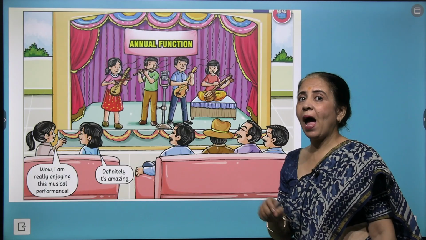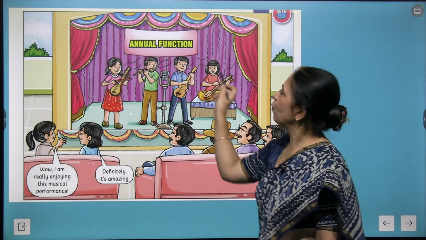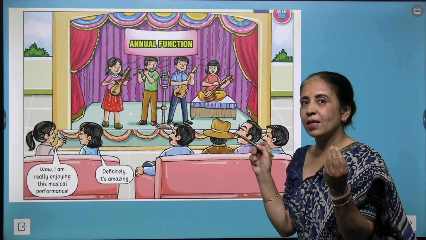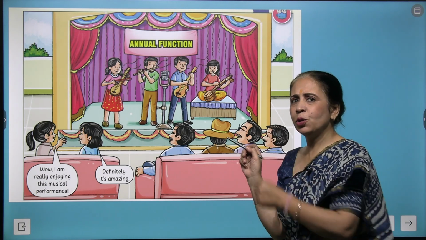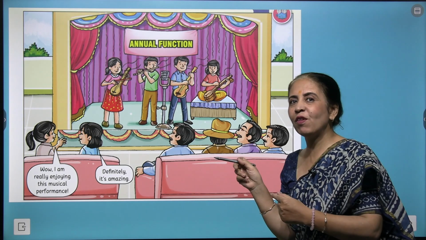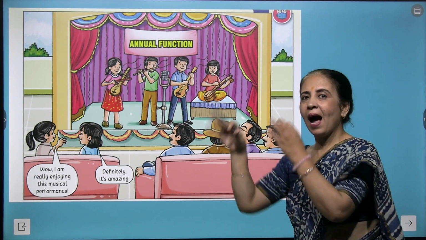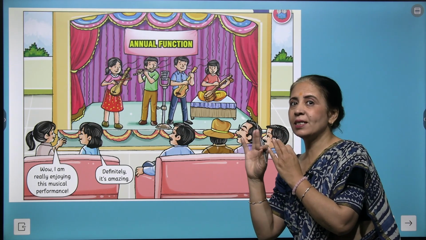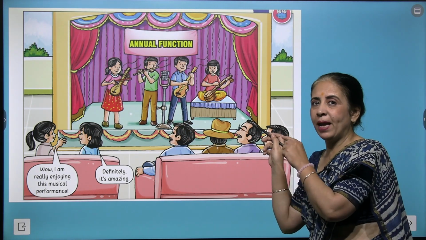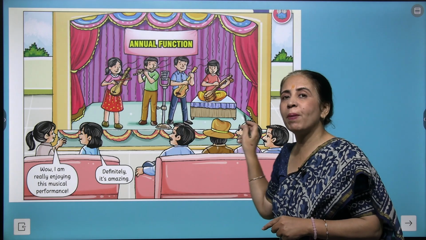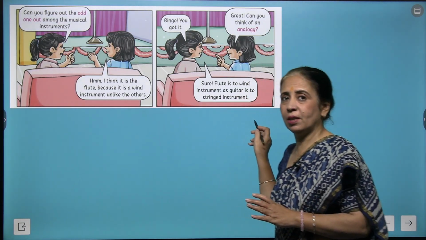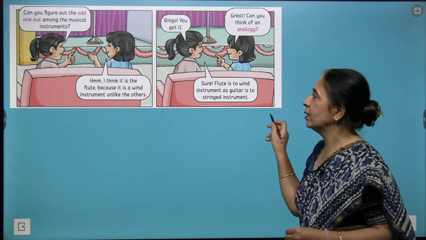So let's move to an annual function where a beautiful musical show is going on. And immediately something clicks in my mind. What is it? Could you find something odd here on the stage? We have different musical instruments and I say flute is the one which is different from the other instruments which are played on strings. But flute is played with the wind. So this is how we bring out the things which are different from others.